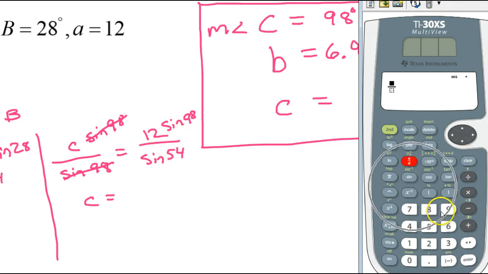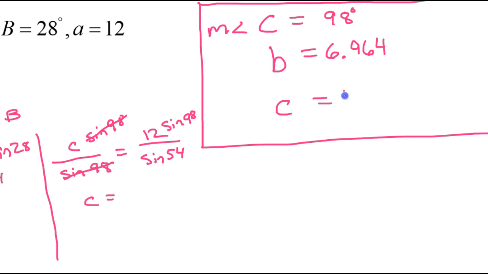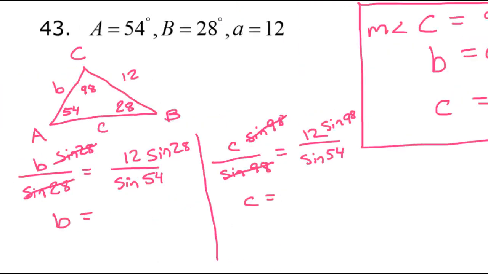Okay, so 12 sine 98 over sine 54. Okay, so 14.688. And that's it for problem number 43.